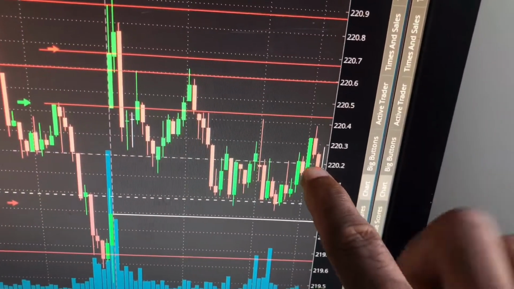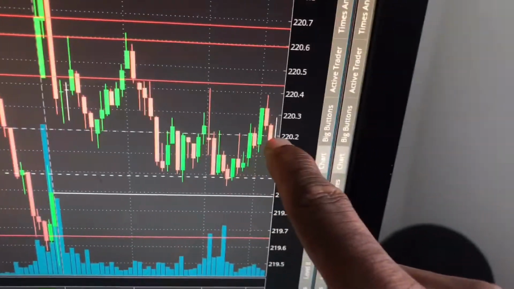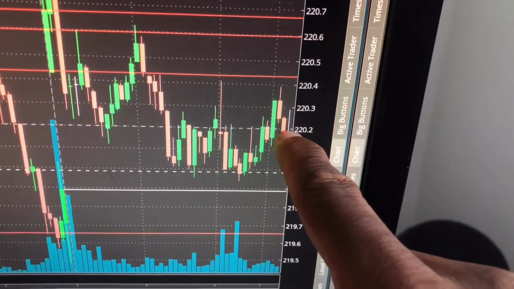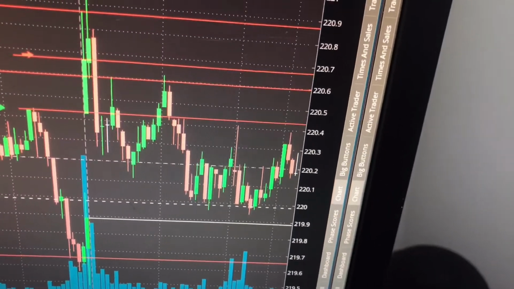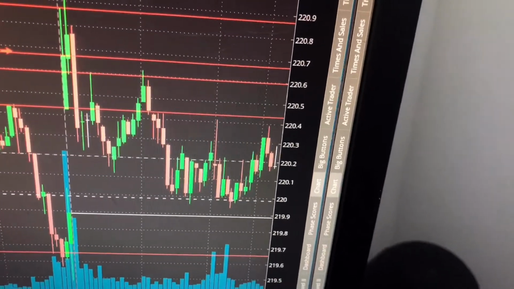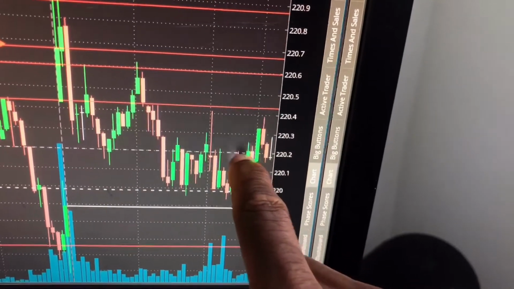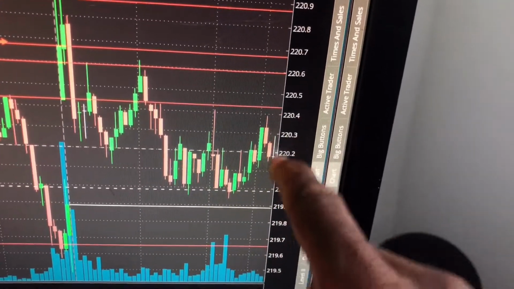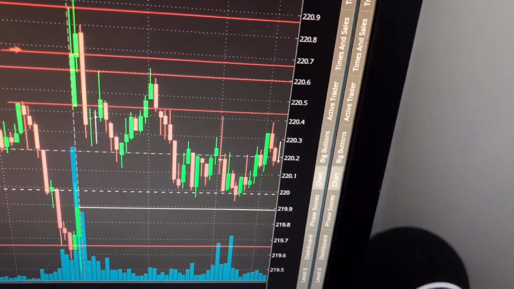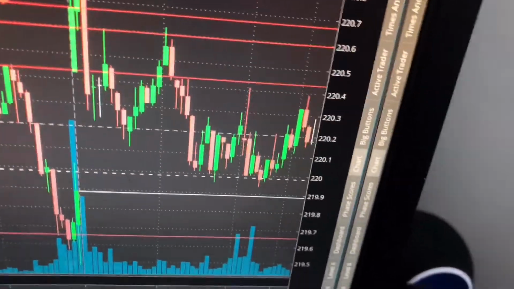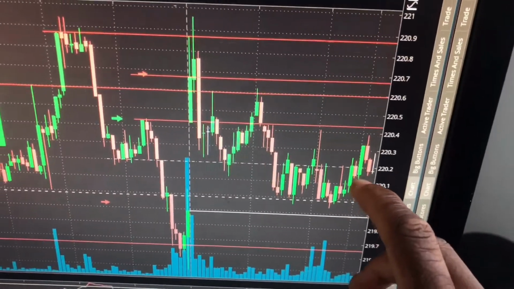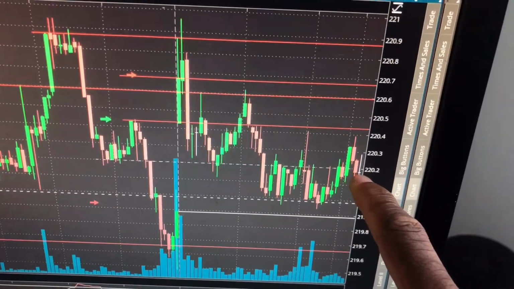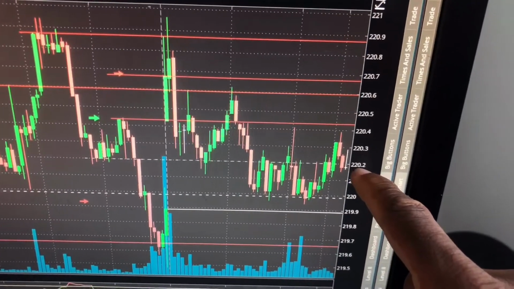Now, it pushed above this resistance right here, this gray line I got, right? Now, if it turns this into a support and keeps going up, we'll exit the trade because now we can see the direction changing. But as long as it keeps not turning these resistances into support, we're going to stay in the trade because that's letting us know that the bears still have control. The bears still have control as long as they don't turn 220.20 into support.